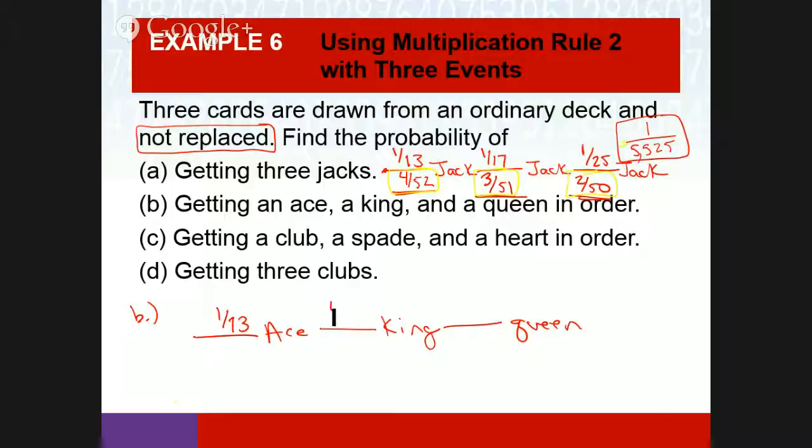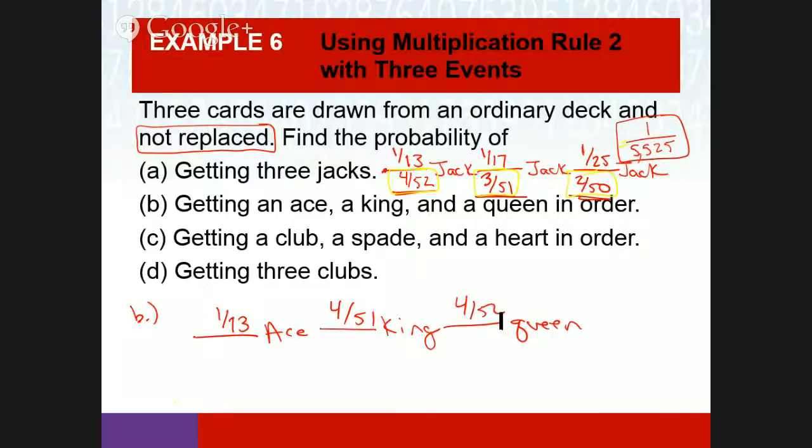4 out of 51. It's not the same, right? Because from the first card, I went from 52 to 51. Now I have 50 cards. What's the probability that card's a queen, given the first one was an ace and the second one was a king? 4 out of 50.